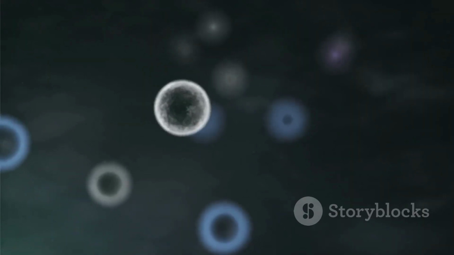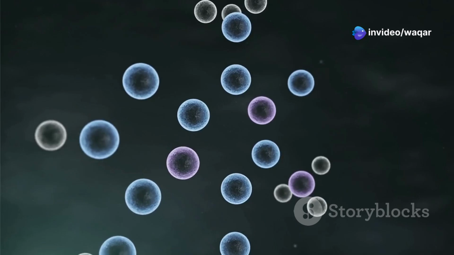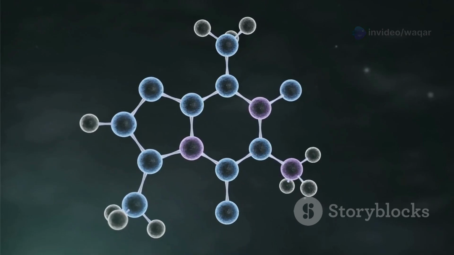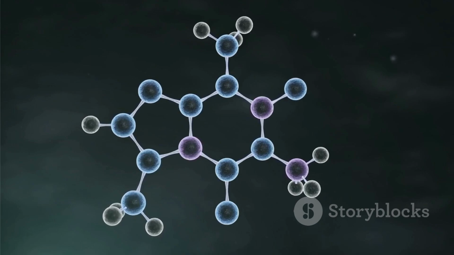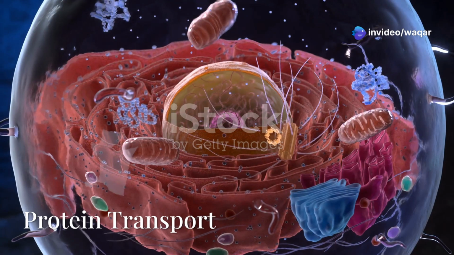Vesicles come in various sizes and compositions, each tailored to carry specific types of cargo. Some vesicles transport proteins, while others carry lipids, carbohydrates, or even entire organelles. The formation and transport of vesicles are tightly regulated processes, ensuring that the right cargo is delivered to the correct location at the appropriate time.